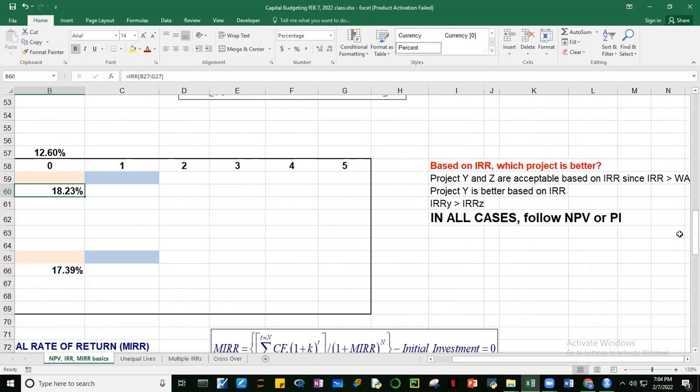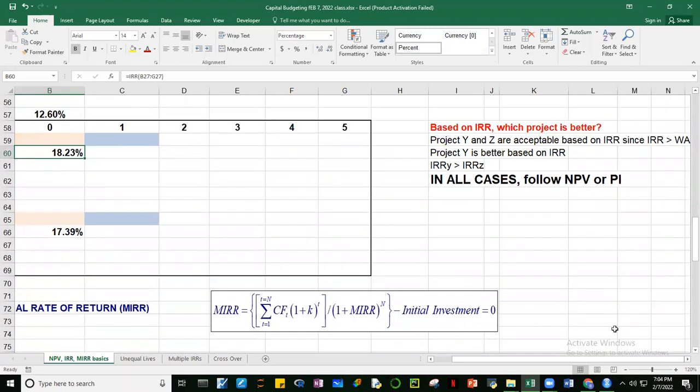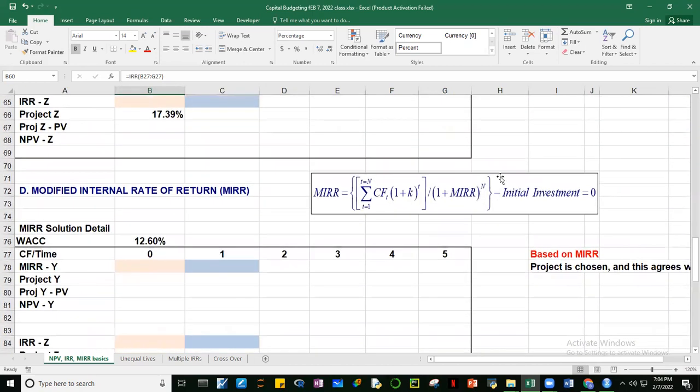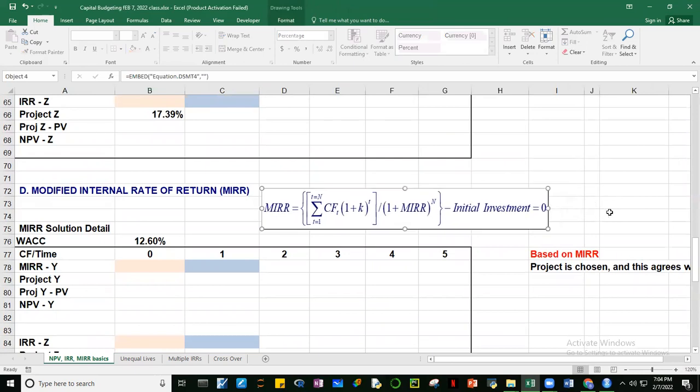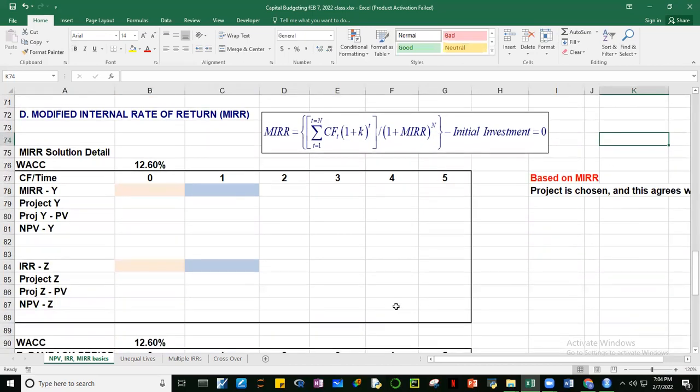Okay, however, sabi natin, nagko-conflict siya sa NPV kasi sa NPV, sabi natin si Project Z ang pipiliin. Okay, pag may ganyang conflict, guys, always choose NPV. So kahit na mas malaki yung IRR ni Y kaysa kay Z, but if the NPV of Z is higher than Y, then we choose Project Z. Okay. Now there's another way to compute for IRR, and it's called MIRR. Yung MIRR kaya kino-compute yan kasi this is consistent with the NPV.